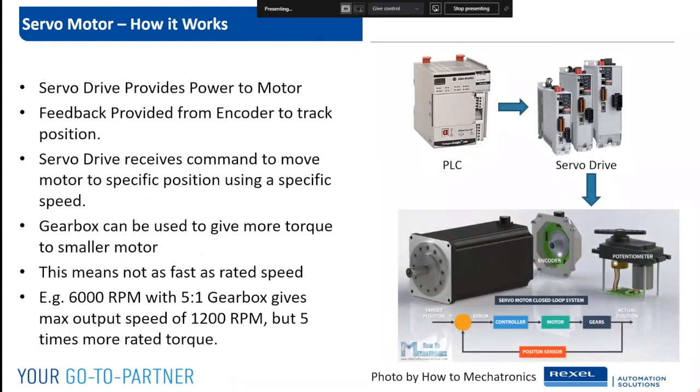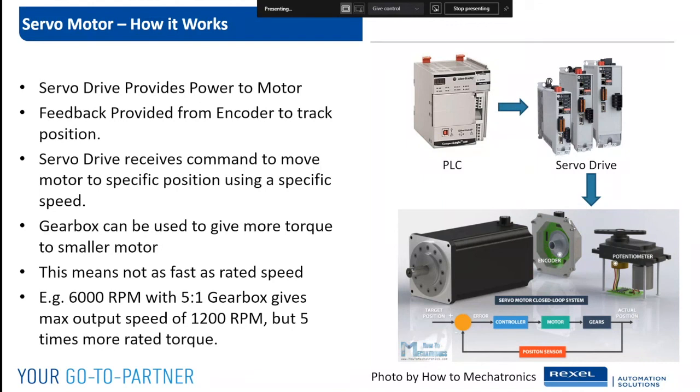One of the key things to the servo motor is the controller. What does the servo motor have to do? The servo drive provides the power to the motor. It interpolates the feedback from the motor for both velocity and position. And it receives a command based on what your application is. We'll talk about that more in the next slide.